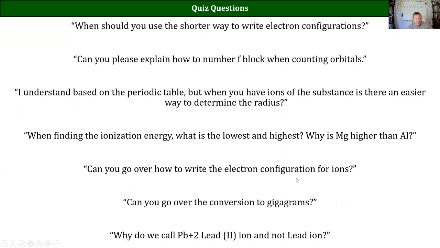Somebody asked about writing electron configurations for ions, so I thought that was worth going over one more time. The rules for filling up the orbitals don't change if it's an ion, right? The only thing that changes is the number of electrons you have to work with, but you're still going to fill those orbitals up in the same order. It's just a matter of where you stop. If you have a negative charge, you have extra electrons, so you're going to be adding a couple extra electrons into the system.